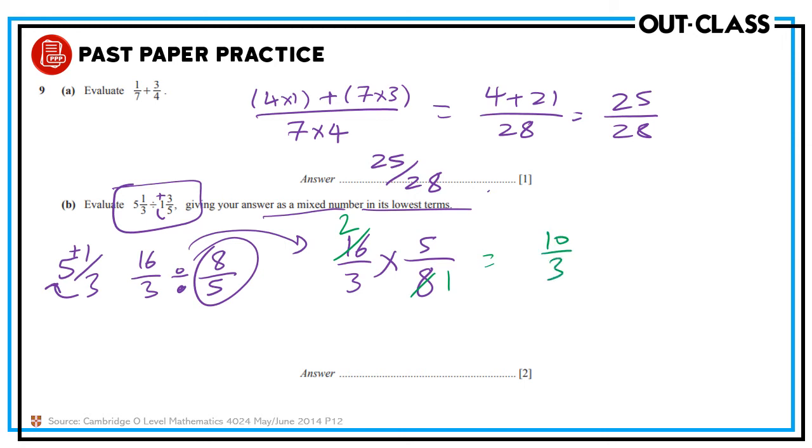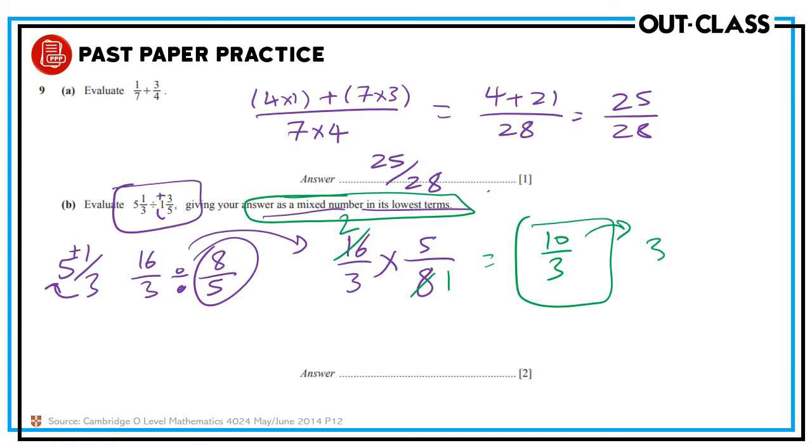But we have to leave it as a mixed number in lowest terms, and that's this. Okay, this is a mixed fraction. Oh, sorry, this is an improper fraction. Let's convert it to mixed. So 3 3s are 9 and the remainder will be 10 minus 9, which is 1. So 3 whole 1 over 3.